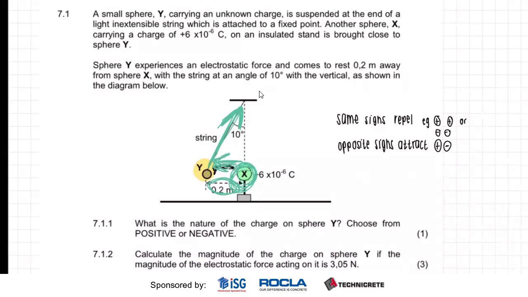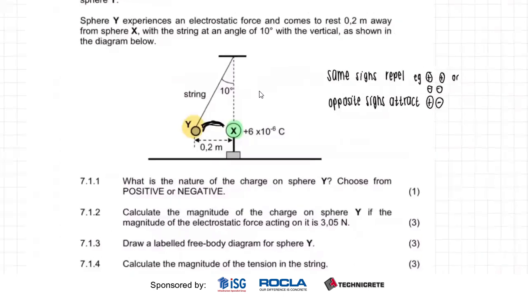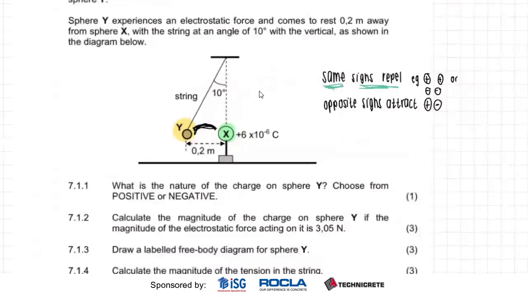X must be pushing Y that way for Y to stay there. So X has to be pushing Y to the left, because otherwise Y would be touching X. Gravity would pull Y towards X if it wasn't charged. And if they were attracting each other, they would be pulled together. So they're repelling, and we said the same signs repel each other. X is positive, which means Y also has to be positive.